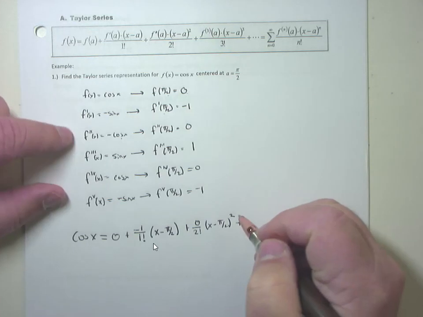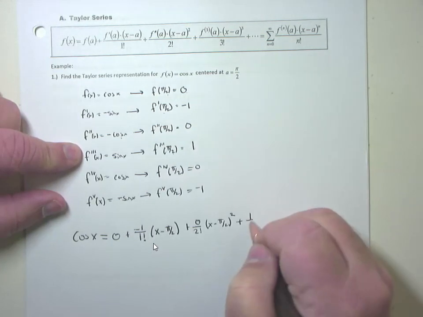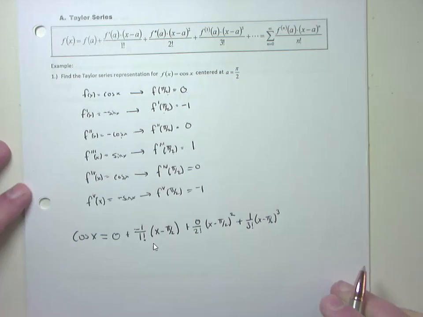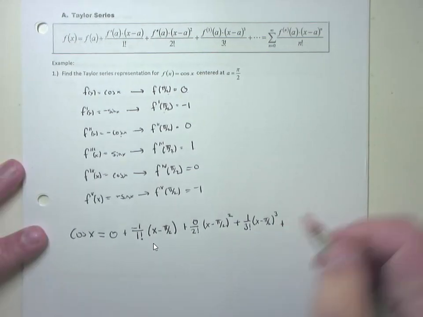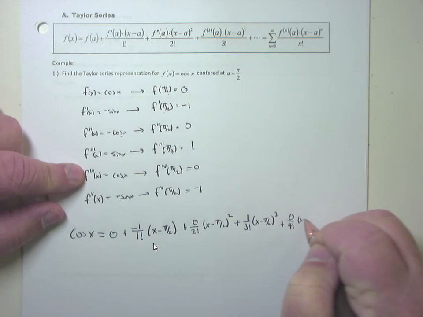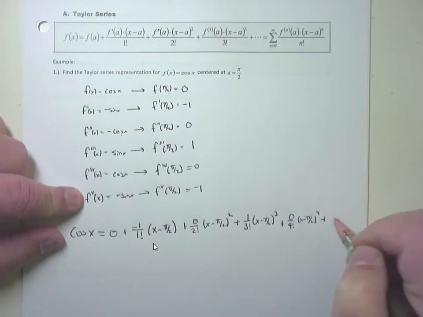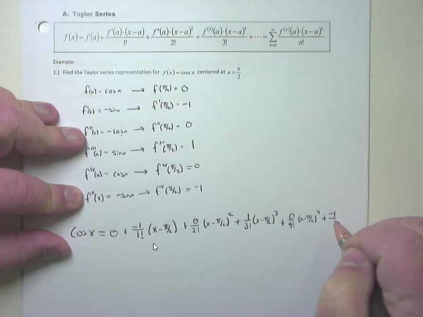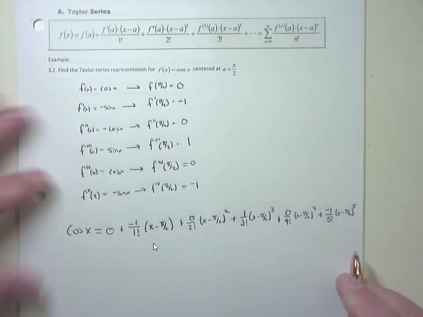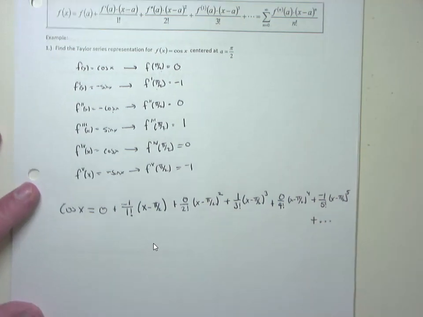Your next derivative, which is your third derivative, the third derivative at pi halves was 1 over 3 factorial times x minus pi halves cubed, plus your next derivative, which is 0 over 4 factorial times x minus pi halves to the fourth, plus your fifth derivative, that's where we stopped at, negative 1 over 5 factorial times x minus pi halves to the fifth, but it is an infinite series. So it goes plus dot, dot, dot, and goes on forever.